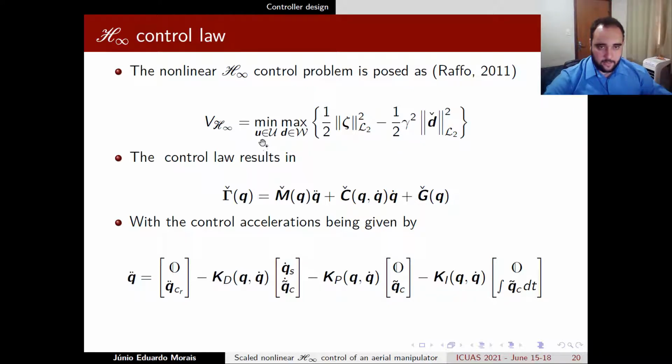In this case, we have a solution of the value function here, and by using this solution in the steps described in detail in the article, we can obtain a control law resulting in the following format, in which the control accelerations are calculated as a nonlinear PID with a feed-forward term, and the matrices Kd, Kp, and Ki are defined in terms of the inertial matrix and its inverse, and of the Coriolis matrix. And consequently, these matrices depend on the generalized coordinates and the generalized velocities.